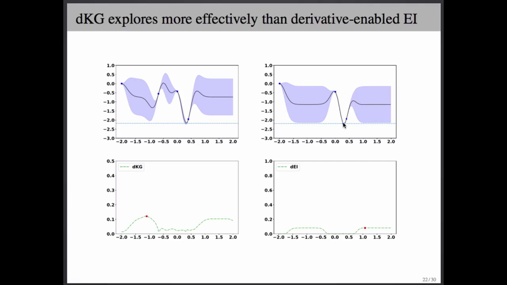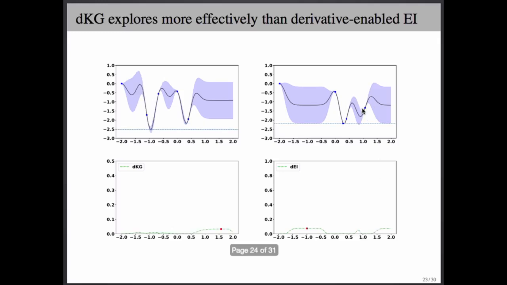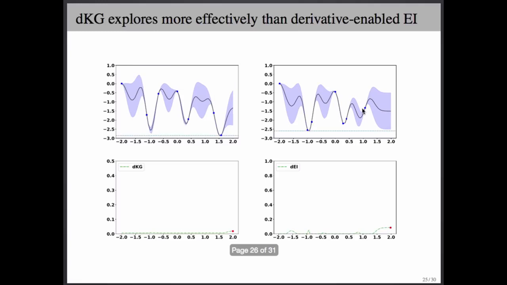At this point, DEI does a more exploratory evaluation, but KG is already one step ahead. And with this evaluation, it reveals a new local minimum that's better than the previous local minimum. After a few more evaluations, DKG has evaluated over a much broader extent of the feasible domain and has found a point that's better than the best point found by expected improvement.